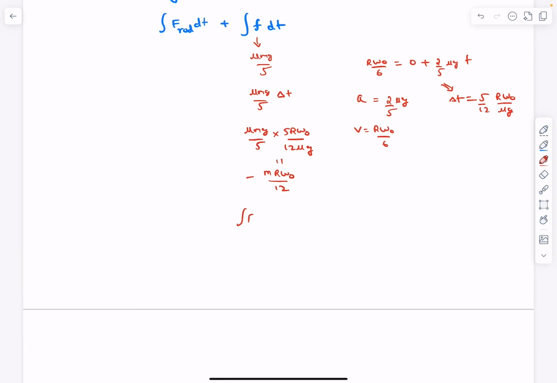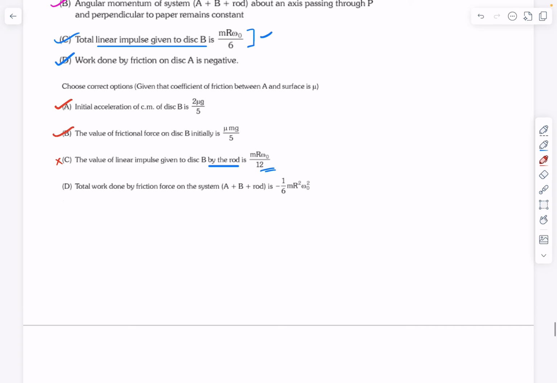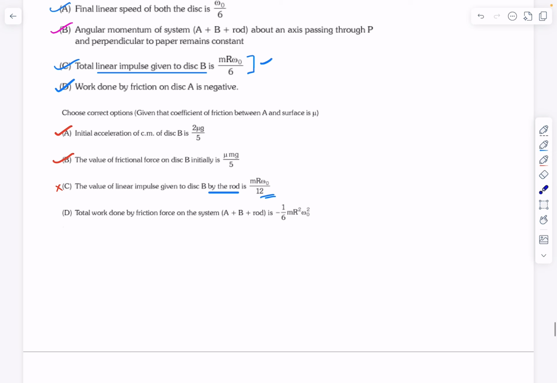Which means the impulse applied by the rod is just going to be mr omega naught by 6 plus mr omega naught by 12, which is mr omega naught by 4. So this option is actually going to be wrong. Now in option D, they're saying what is the total work done by friction force on the system A, B and the rod. Okay guys, so now there are two ways to find this out.